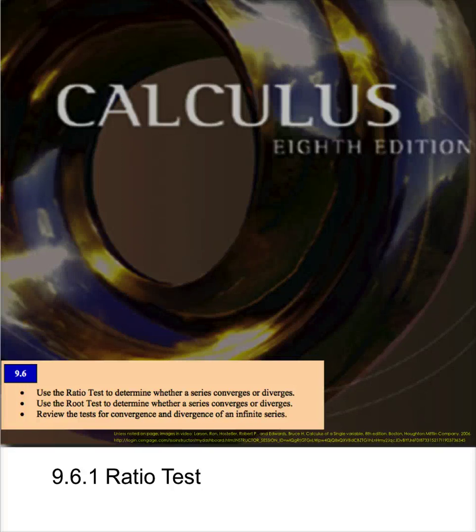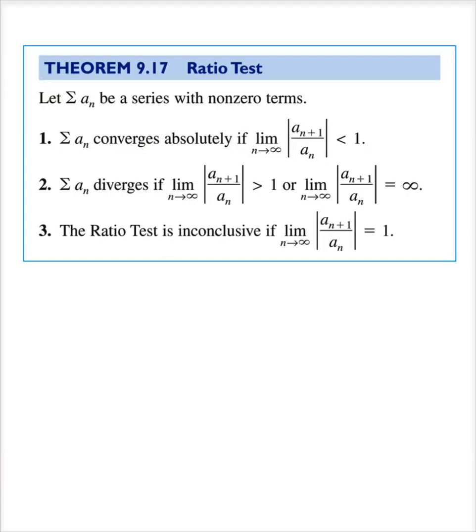The ratio test is one of the most useful tests in series. If the sum of a sub n is a series with non-zero terms, then the sum of a sub n converges absolutely if I take the ratio of a sub n plus 1 divided by a sub n, and the limit as n approaches infinity is less than 1. It diverges if the limit is greater than 1, or especially if it equals infinity. And we say it fails, or it's inconclusive, if the limit of the n plus first term to the nth term is equal to 1.